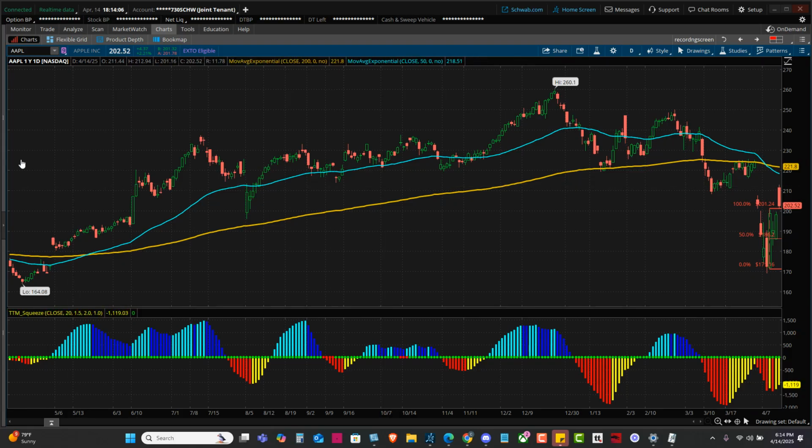But overall Apple is very bearish, and if it cannot quickly get above this, I'm expecting next week the upside trend will not be there, and either it will chop here or it will start going down. And that is my personal opinion based on these charts.